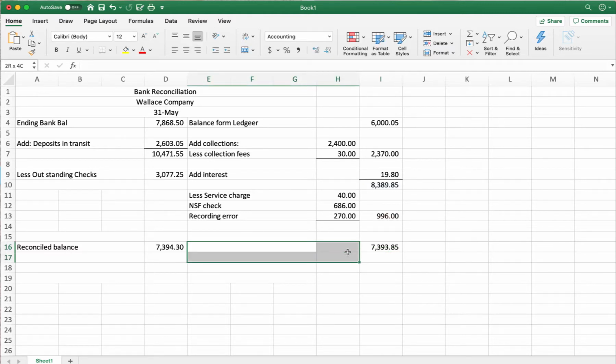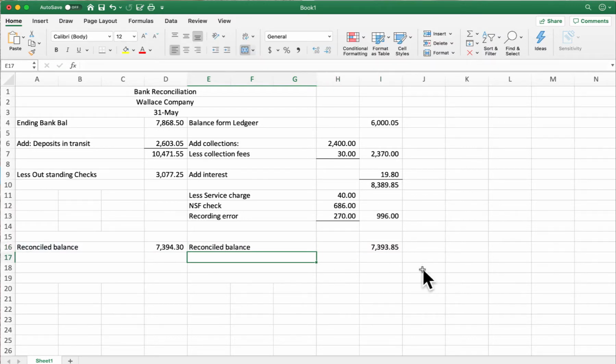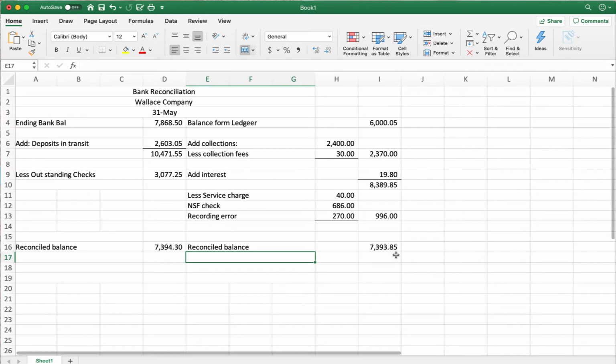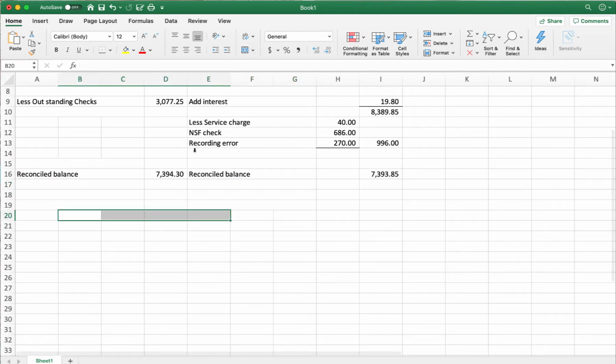These two match now. So this is my reconciled bank balance. So how much cash do I have? I have $7,393.85. That includes all the errors that I made. That includes all the things that the bank has in their balance that I don't. So we reconciled. Okay? Now the next thing we need to do, I'm just going to come down here.